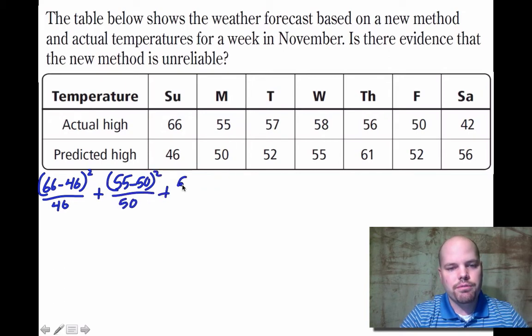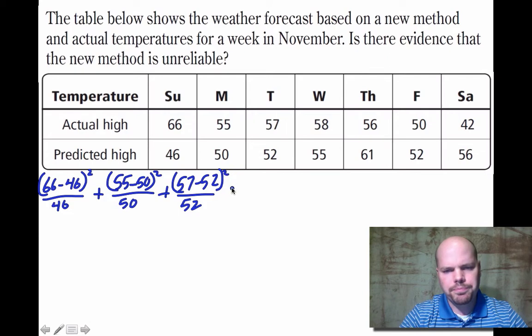Go to Tuesday, 57 minus 52. You'd probably do some of this mentally, but I'm going to write it out here so you can see it all out. Plus, go to Wednesday, 58 minus 55. And what I meant by mentally is 57 minus 52 is 5. 5 squared is 25. You may just write 25 over 52. But I'm writing this out to see it all.